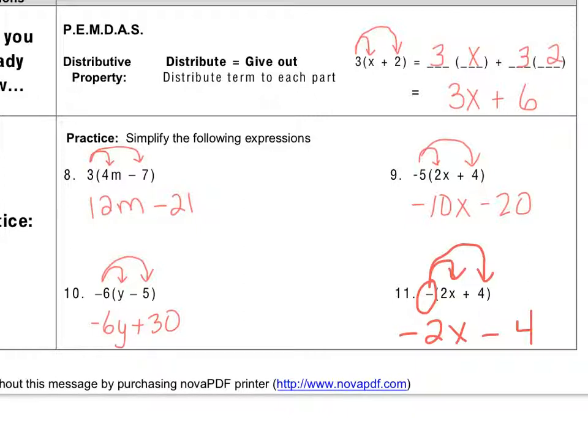Okay, so hopefully that was a good review for you on combining like terms and distributing. That is the very first step we do forever when we're solving equations or simplifying equations.